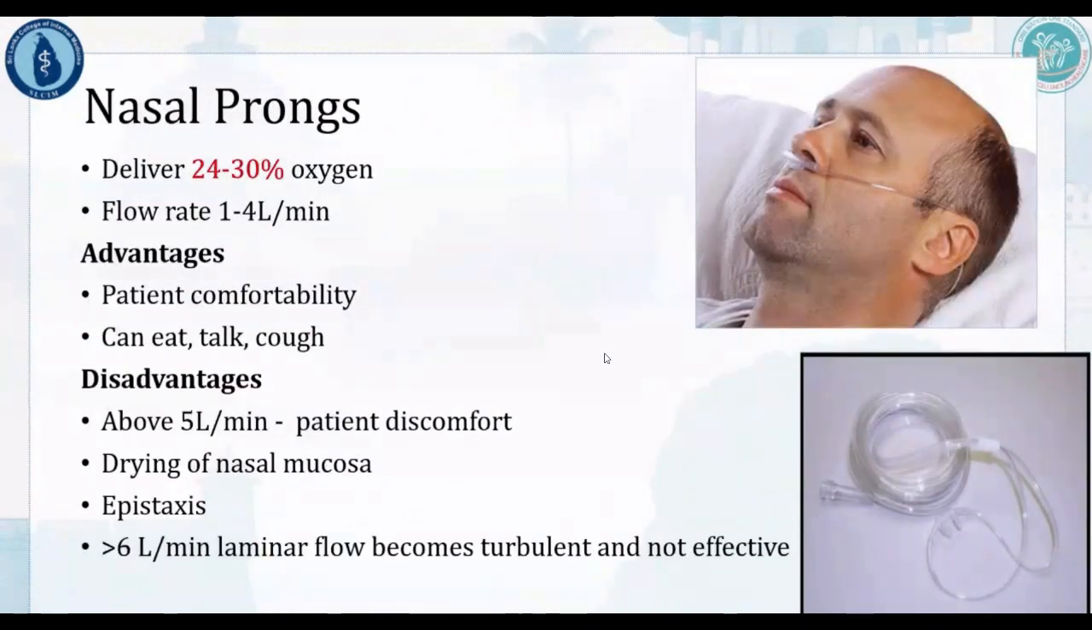Nasal prongs, as you all know, deliver 24 to 30% oxygen, but remember the flow rate is 1 to 4 liters. Don't put patients on oxygen above 4 liters, because you're not going to achieve anything in addition to what you have already achieved. What are the advantages of nasal prongs? Patient comfort; the patient can eat, talk and cough. Disadvantages: above 5 liters, the patient will have discomfort and drying of the nasal mucosa.